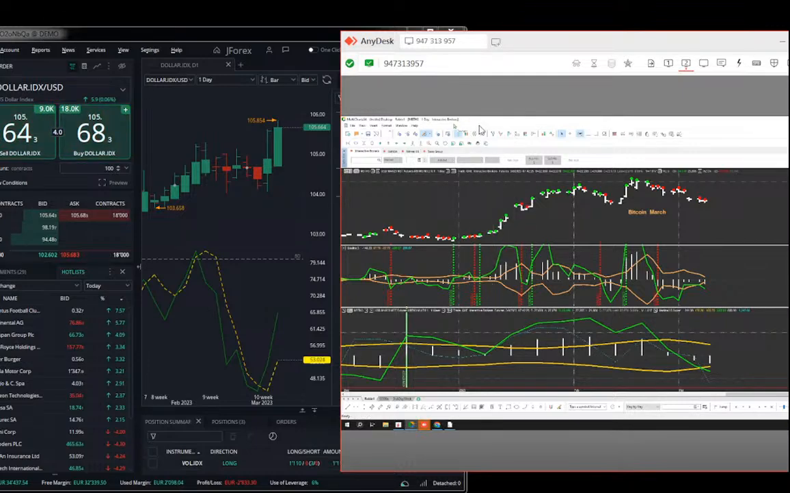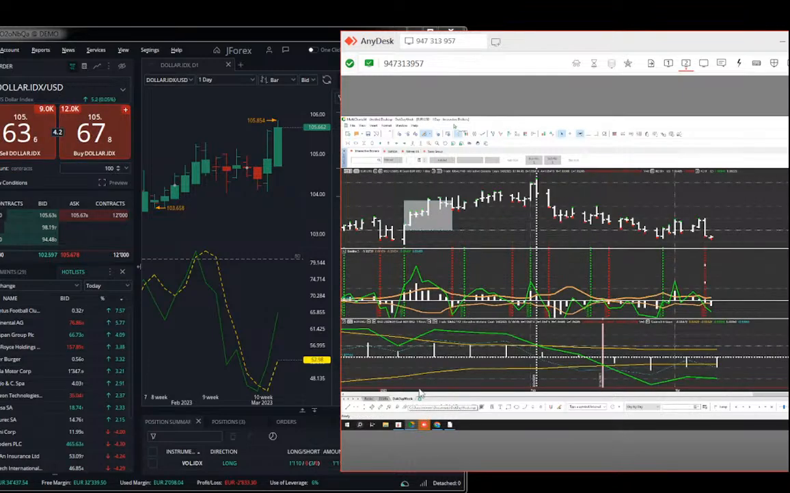All right, from there, we're going to slip over to a couple of pairs trades. We'll take a look at the euro. Right there, there's the euro, the second largest currency in the world and the second largest economy in the world.